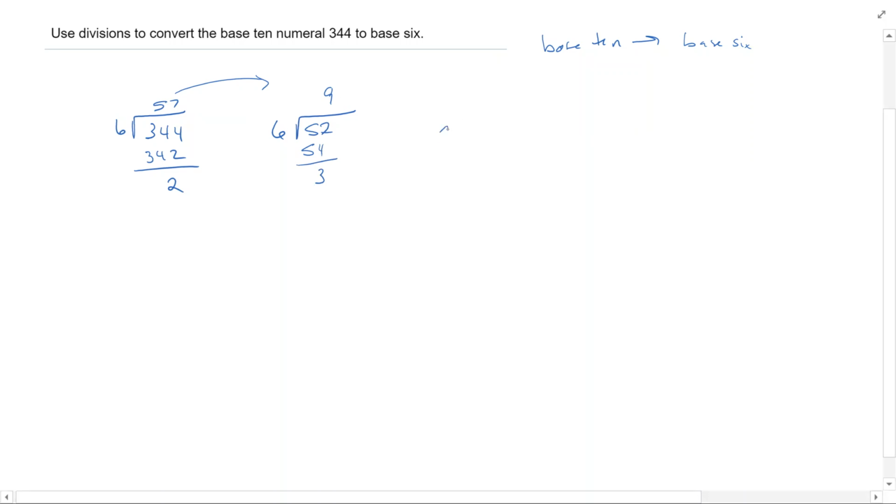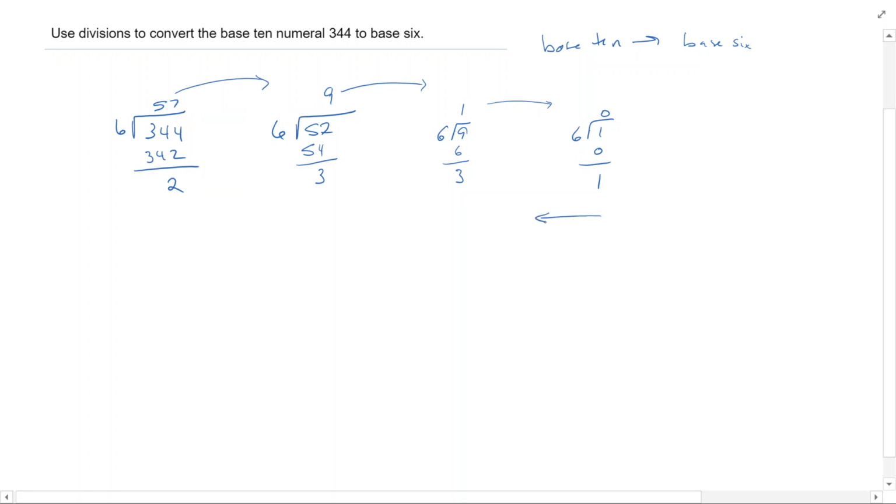So now, 6 will divide into 9. How many times will it go into 9? Well, 6 goes into 9 once. 1 times 6 is 6, and we get a remainder of 3. Like I said, we're going to keep on going. Now, how many times will 6 go into 1? It goes into there 0 times. So this is the last time I have to do this. 0 times 6 is 0, and I'm left with a remainder of 1.